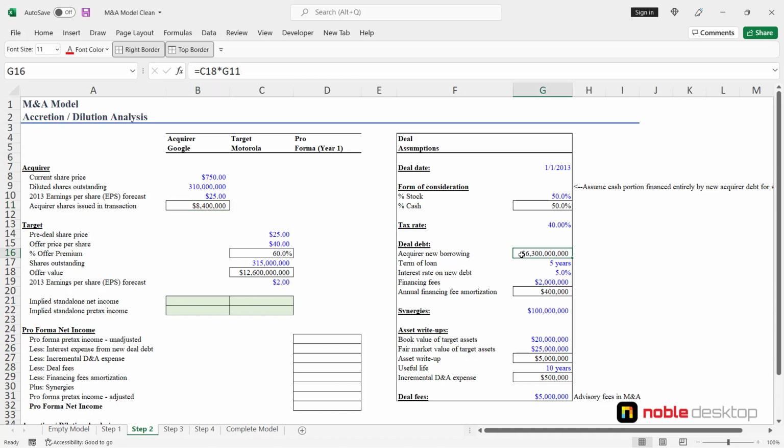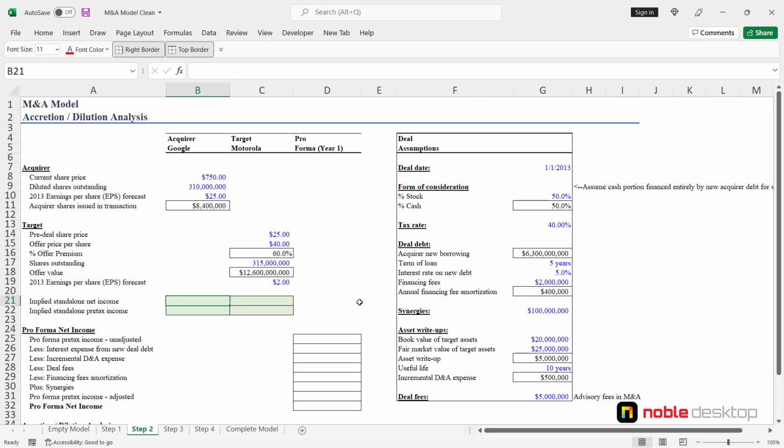And also in the deal assumptions in cell G16, we also used offer value for the acquirer new borrowing calculation. And we know now that that number would be $6,300,000,000. Great job. Last but not least for that step is implied standalone net income and pre-tax income. Let's go ahead and calculate that.